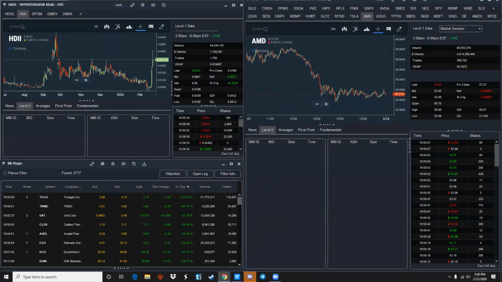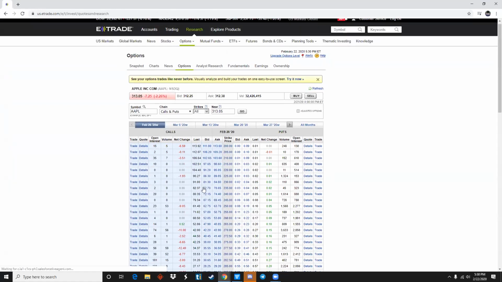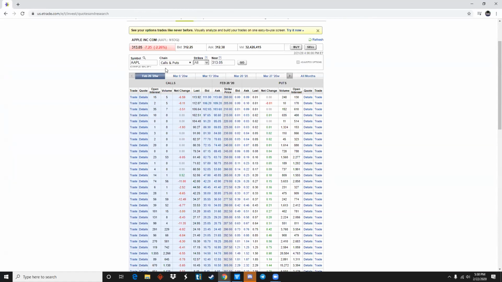For those on E-Trade, I actually do a lot of my trading on E-Trade. You're going to go to your options chain and pull it up. Put all strikes here so I can see all the contracts available for Apple, and I want calls only. I'm thinking upside. If I think puts, then it's going to be downside, but I'm thinking calls only.